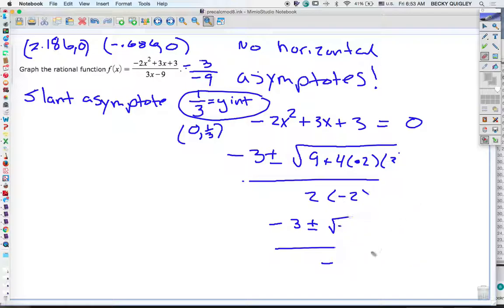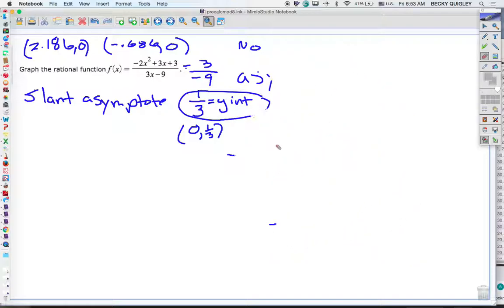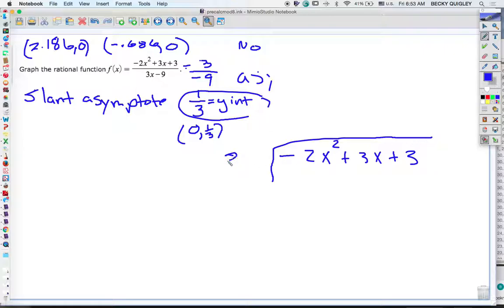How do I calculate that? Well, we calculate that by dividing our rational function. So we have negative 2x squared plus 3x plus 3. We're going to use long division and divide that by 3x minus 9, so we can have this equation in a different form. So 3x goes into negative 2x squared negative 2/3 x times.